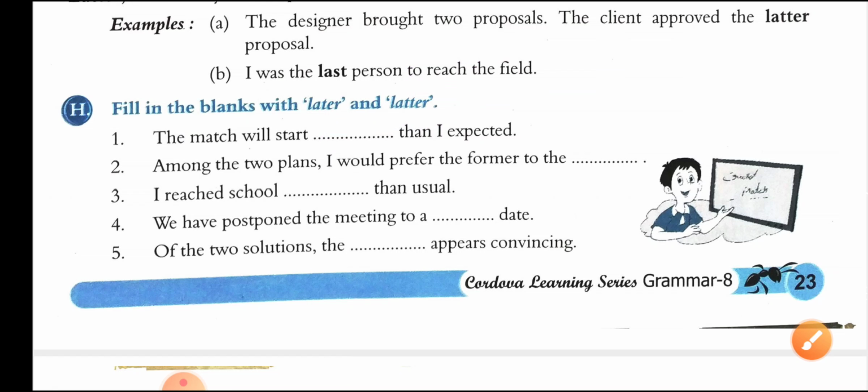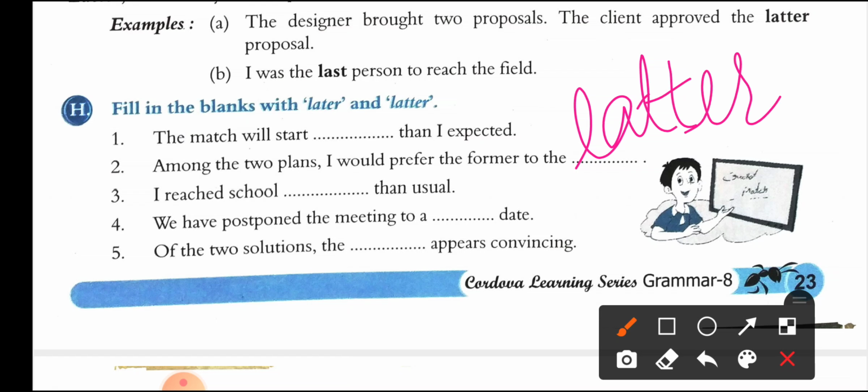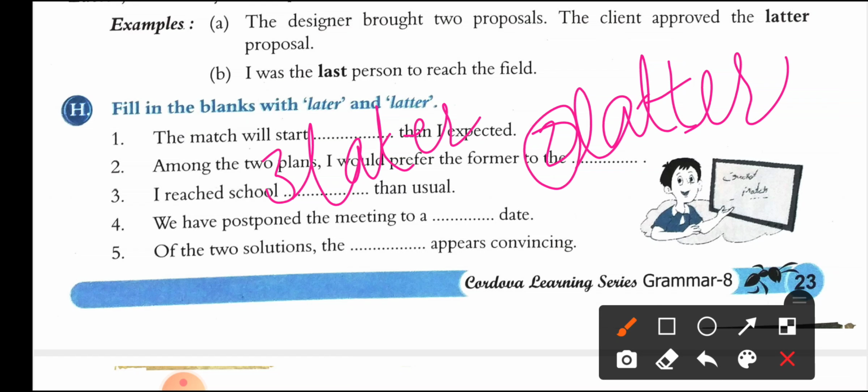Question number 2. Among the two plans, I would prefer the former to the dash. So it is LATTER, right? To the latter. I reached the school dash than usual. Here we are talking about time. So that is what? Later. So third one is later.